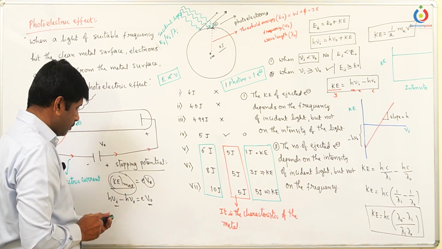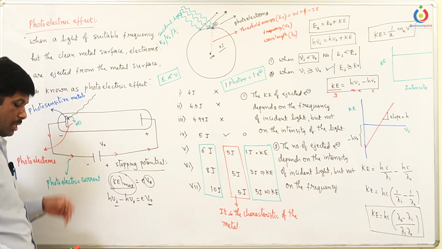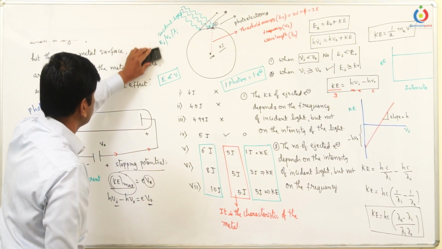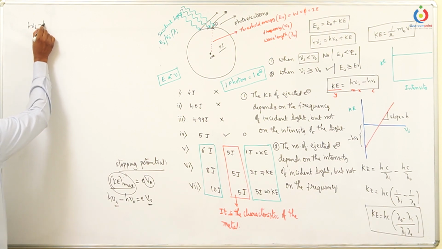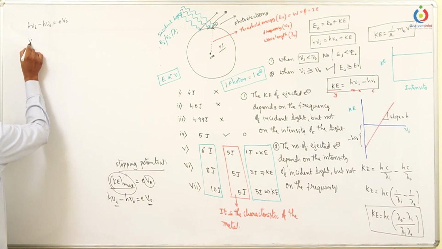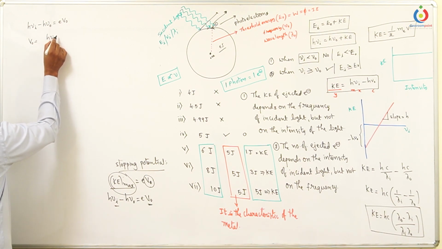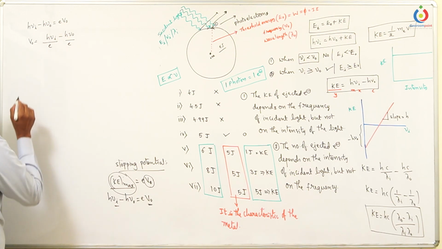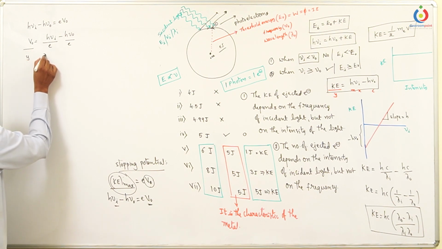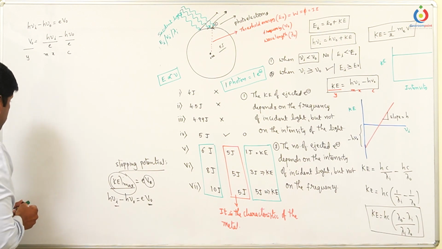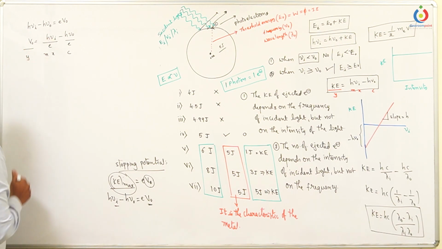I'll erase this one, anyhow this work is not needed for us now, and we shall have a graph about this one. h nu i minus h nu naught is equal to eV0. Now V0 is equal to (h nu i minus h nu naught) divided by e. Now it looks like y equals mx plus c. Here I am going to draw a graph between V0 versus nu i, so that the graph comes in this fashion.